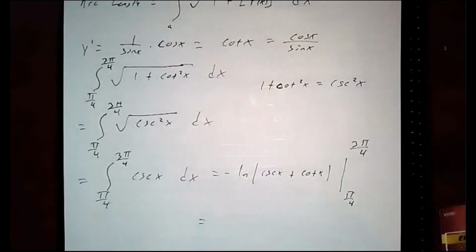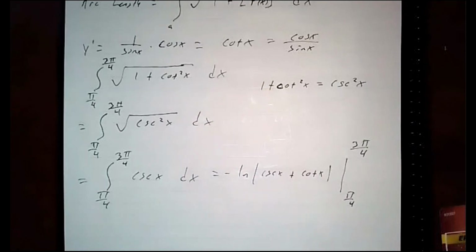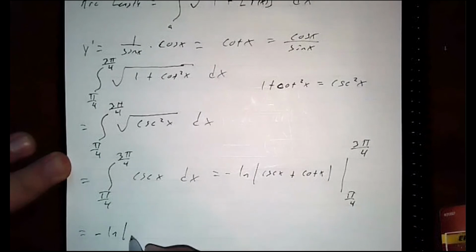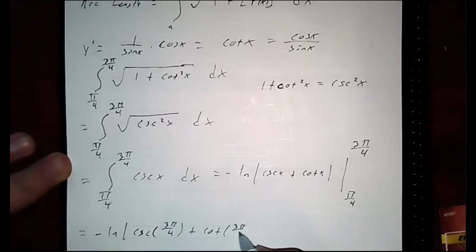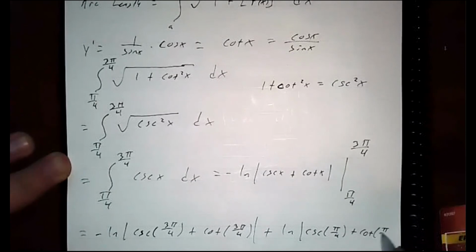So that would be equal to, put it over here because I need space, negative ln of cosecant of 3 pi over 4 plus cotangent of 3 pi over 4. Minus minus will be plus ln of cosecant of pi over 4 plus cotangent of pi over 4.